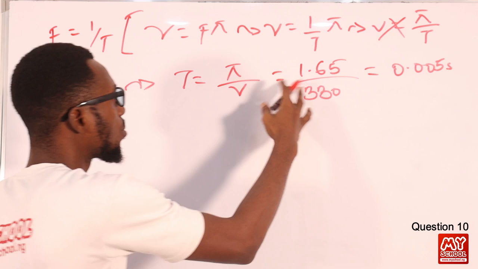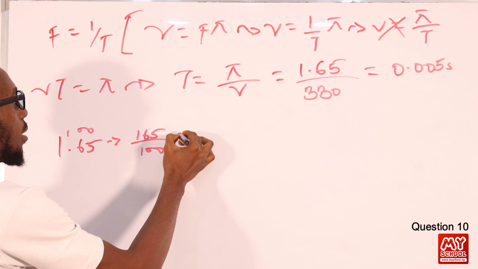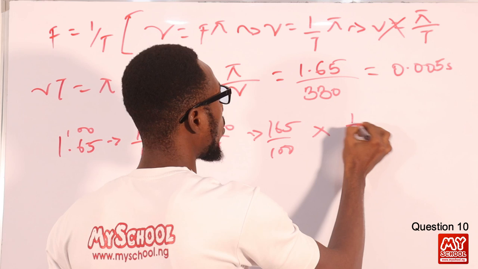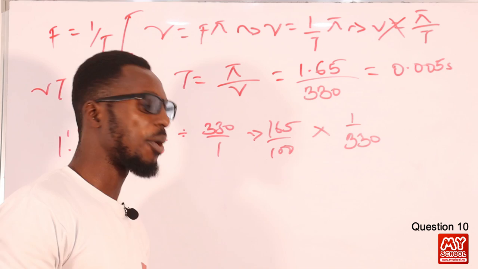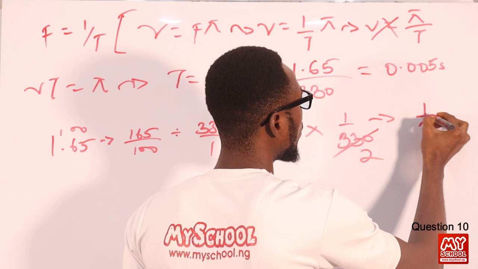So if you want to do this without calculator, we know 1.65, you know, that we have 100, that is 165 over 100, okay, divided by 330 over 1. So that implies 165 over 100 times 1 over 330. Okay, these are just scenarios in case you don't have access to a calculator. Your calculator messes up, right? So I have 165 here, 165 here equals here 2. So basically I have 1 over 200. Okay, so 1 over 200.